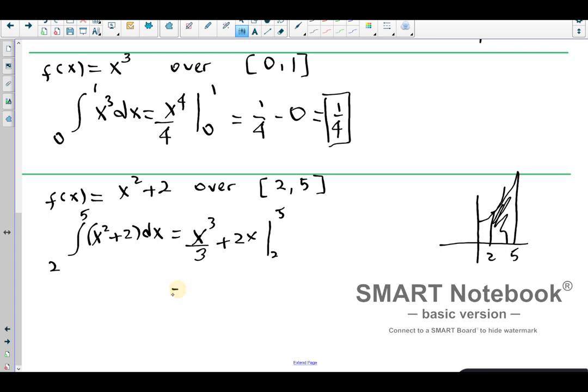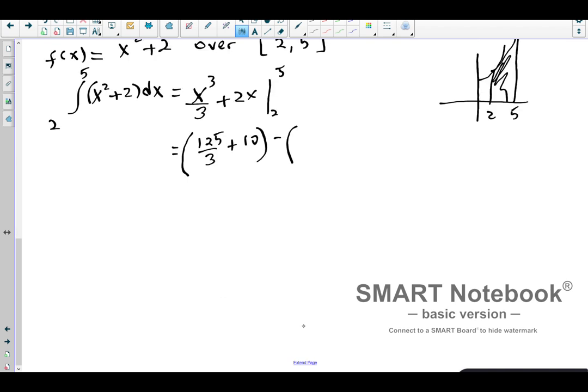All right, plug in the upper limit of 5. Everywhere you see an x, 5 cubed will be 125 over 3 plus 2 times 5, or 10, minus, since by the fundamental theorem you must subtract, now plug in the lower limit of 2 into the antiderivative. And we're going to get 8/3 plus 4. And I can distribute my negative sign.